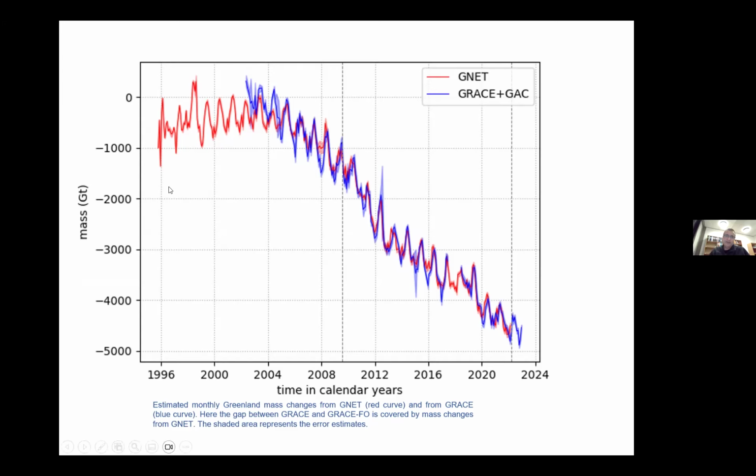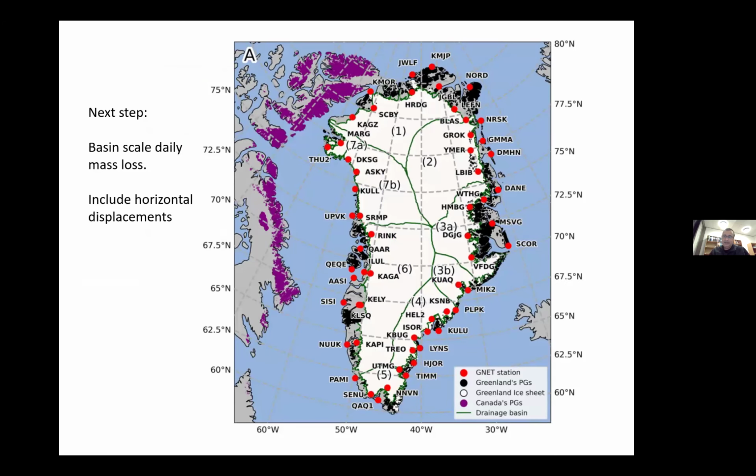So the first couple of GPS stations were deployed in 95. So using GPS, we can go back to 95 and say something about the Greenland Ice Sheet mass change. So the method here works for the entire ice sheet. Our next step is to look at the different basins. So for instance, we have North Basin 1, Northeast Basin 2, and so on.